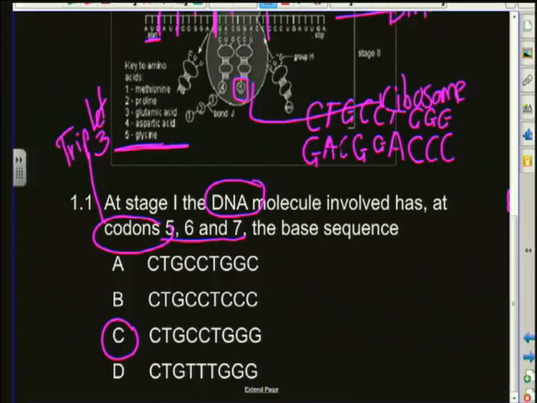Very, very important. If you're not sure, read your question carefully. It's the terminology, the words, that's what sometimes you get a little bit stuck with. They asked for the codon, the triplet, and they wanted to know what was on the DNA. So, very tricky question, that one.